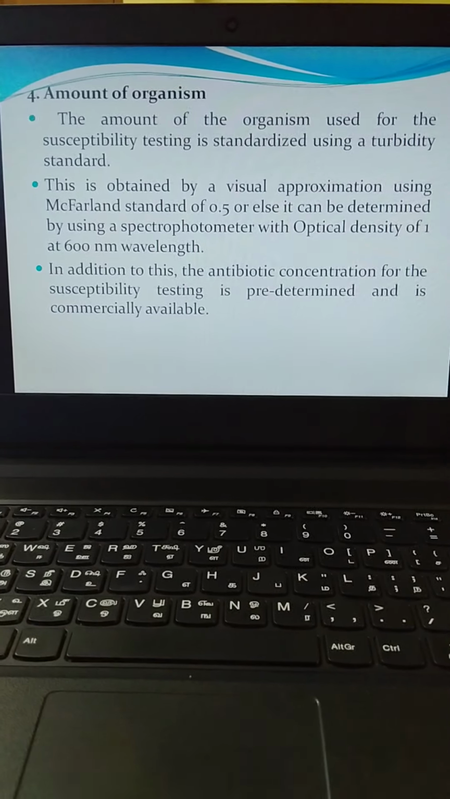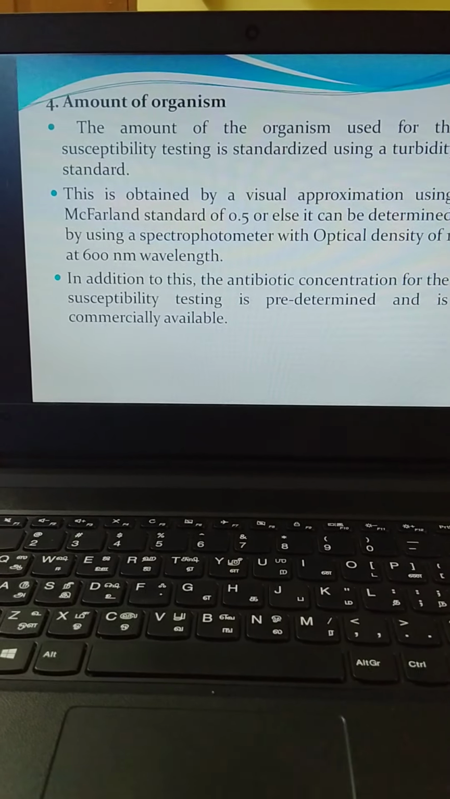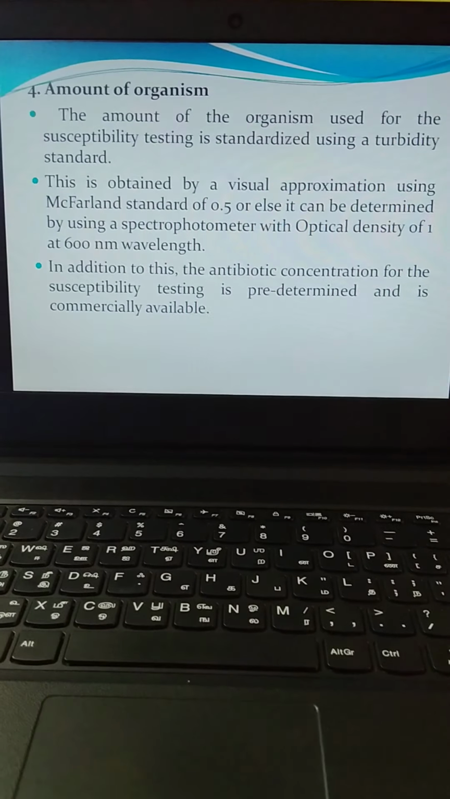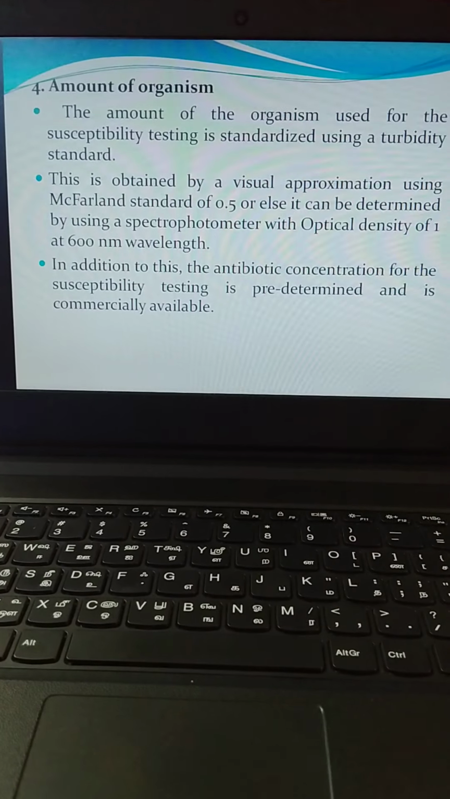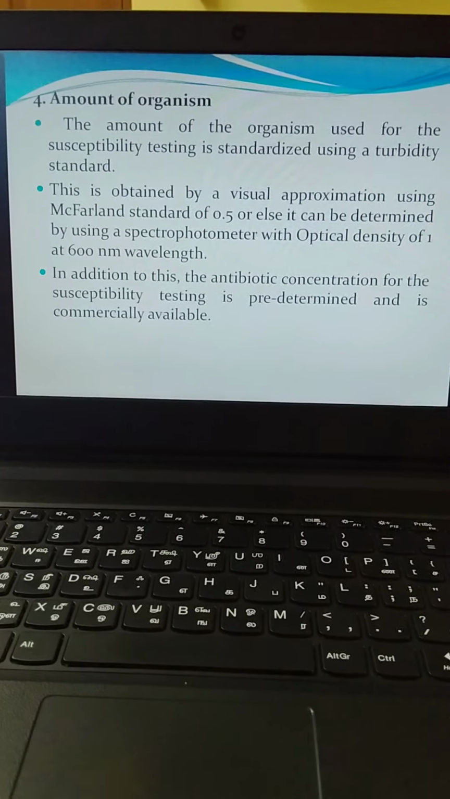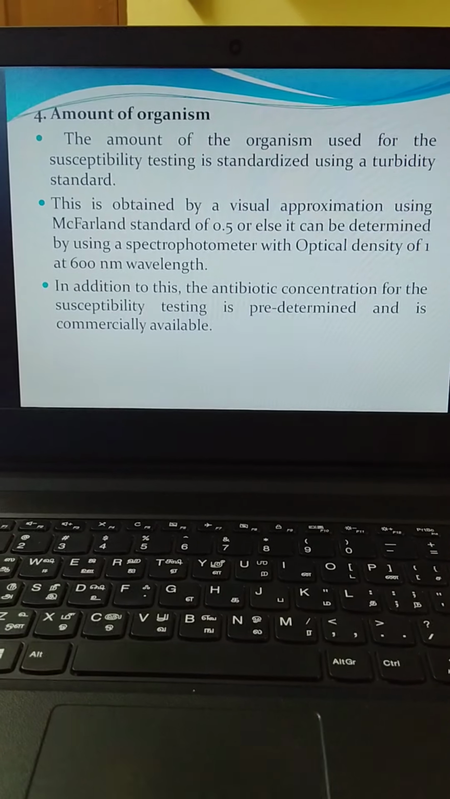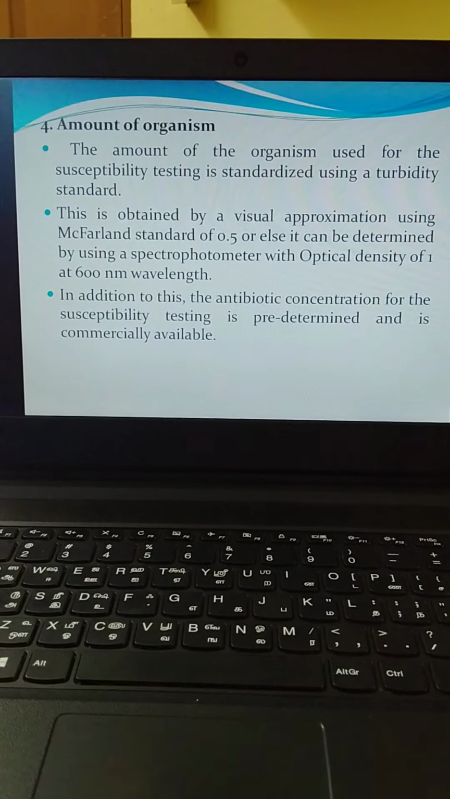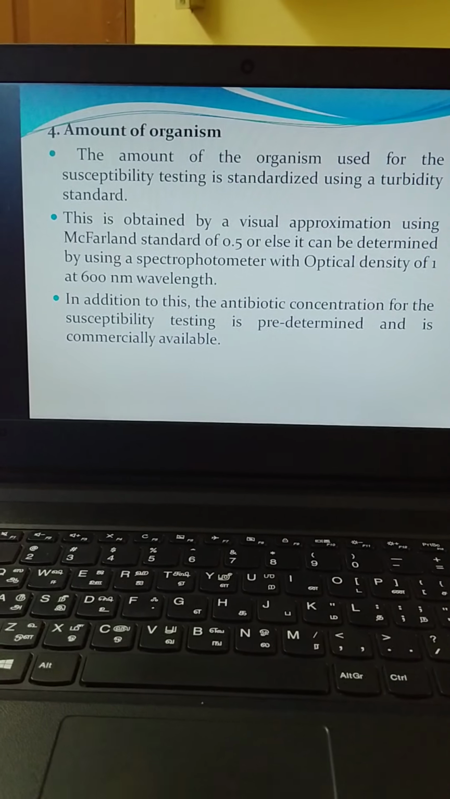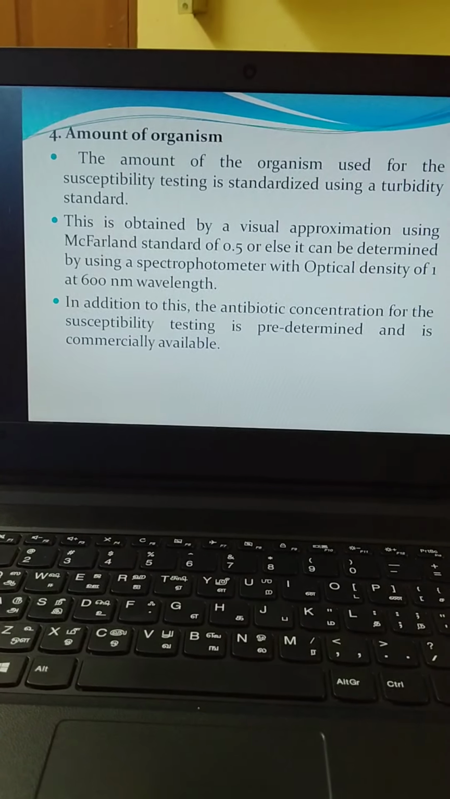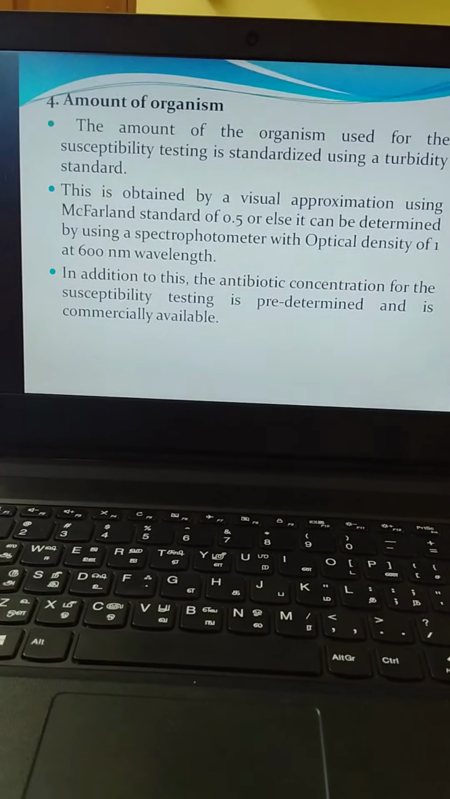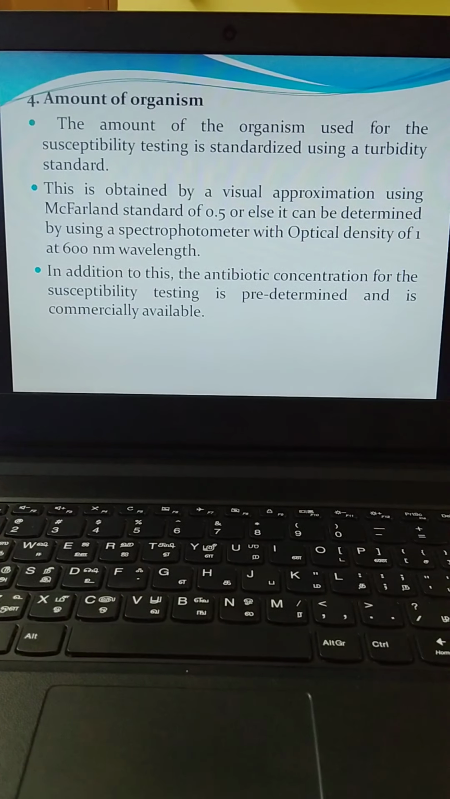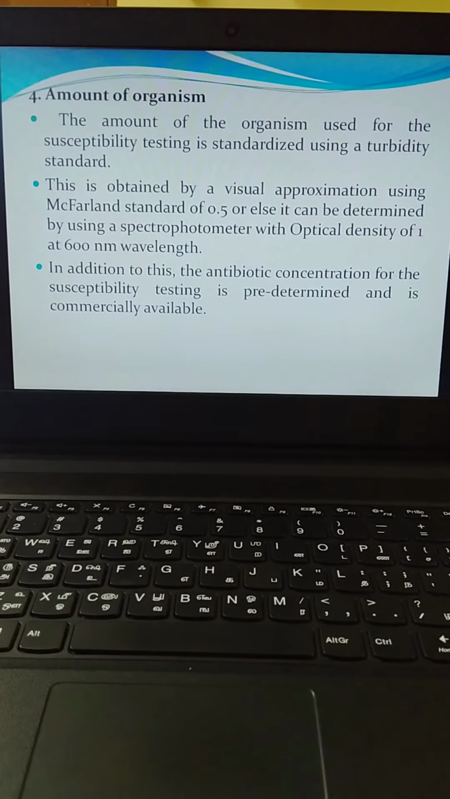Then the next factor to be considered is the amount of organism. The amount of organism used for this susceptibility test is standardized using a turbidity standard. This can be obtained by visual approximation using the McFarland standard of 0.5, or determined using a spectrophotometer with optical density at a wavelength of 600 nanometers.